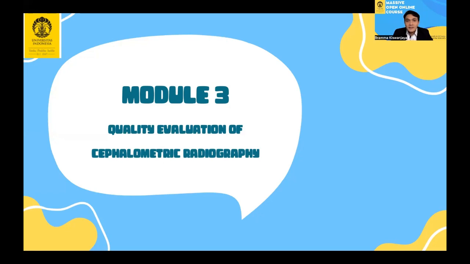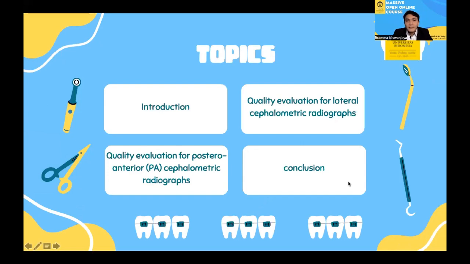The title of the third module is the Quality Evaluation of Cephalometric Radiography. In these topics, we learn about the introduction of cephalometric radiography and its use, and of course, the quality evaluation for lateral cephalometric radiographs and also the posterior-anterior cephalometric radiographs. And the last one, we will conclude the lateral and posterior-anterior cephalometric radiographs.